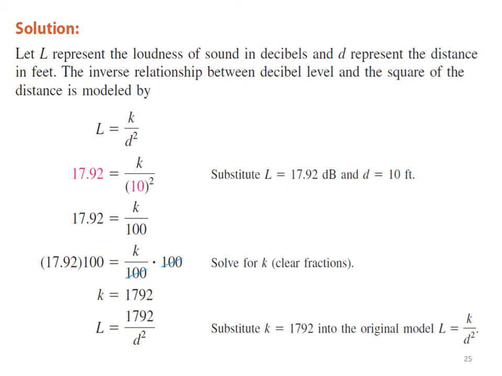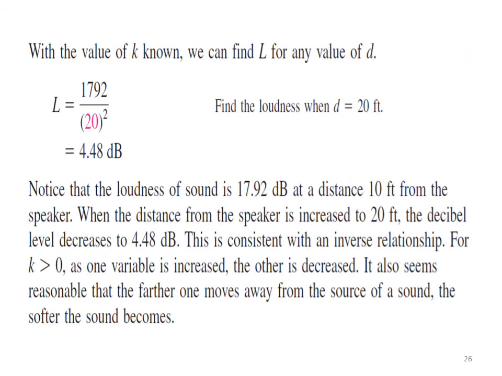Write this in the model we started with. L is equal to 1792 divided by D squared. Now with this model you can answer the other question. What is the loudness when the distance is 20 feet? Just substitute 20 for D. Now that we know the model, at 20 feet the loudness will be 1792 divided by 20 squared, or 4.48 decibel.